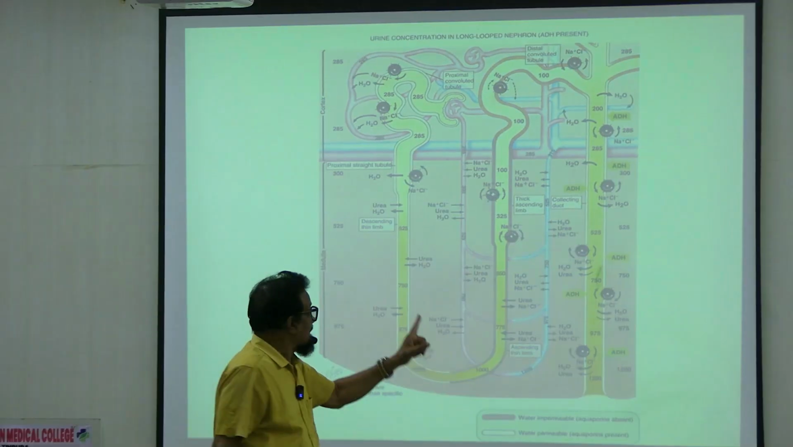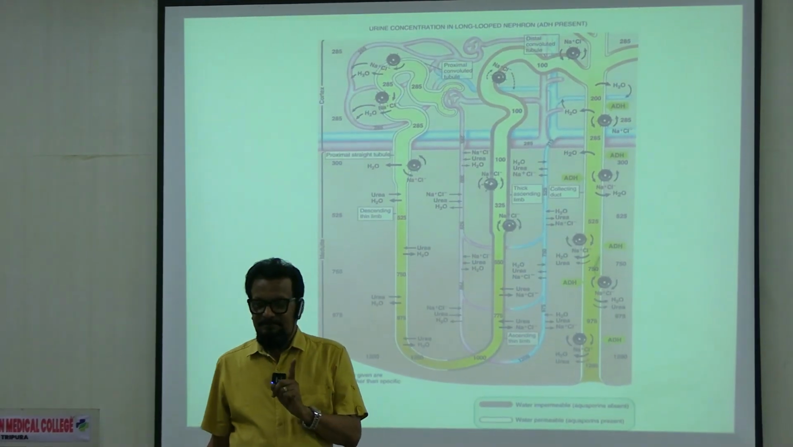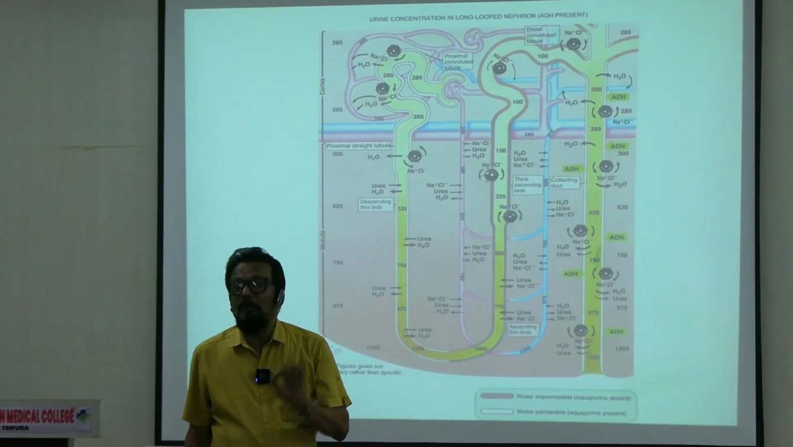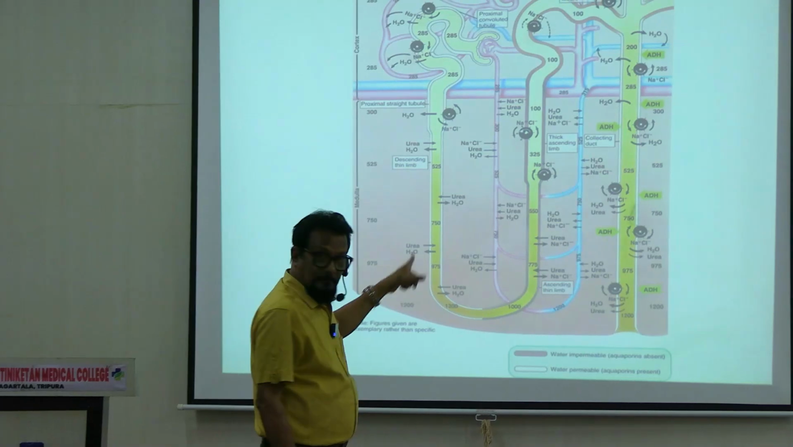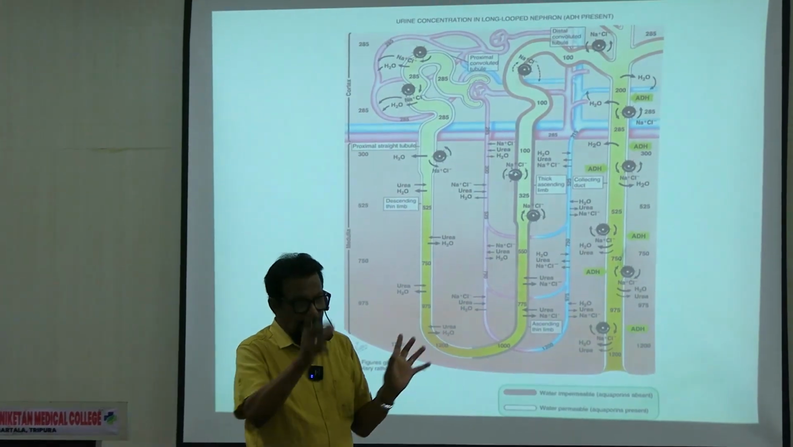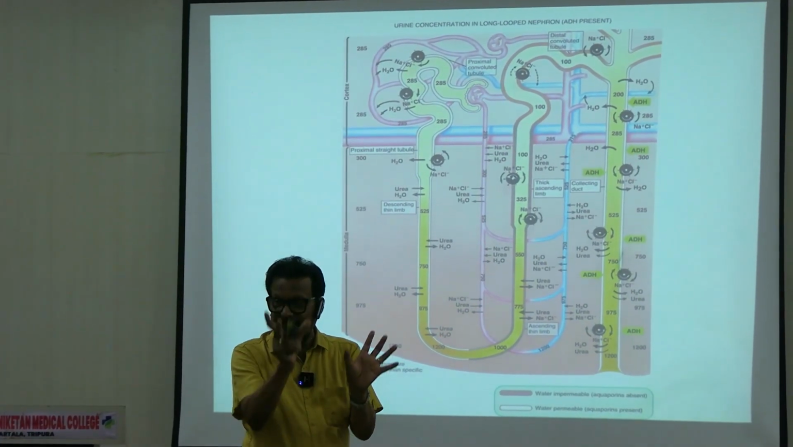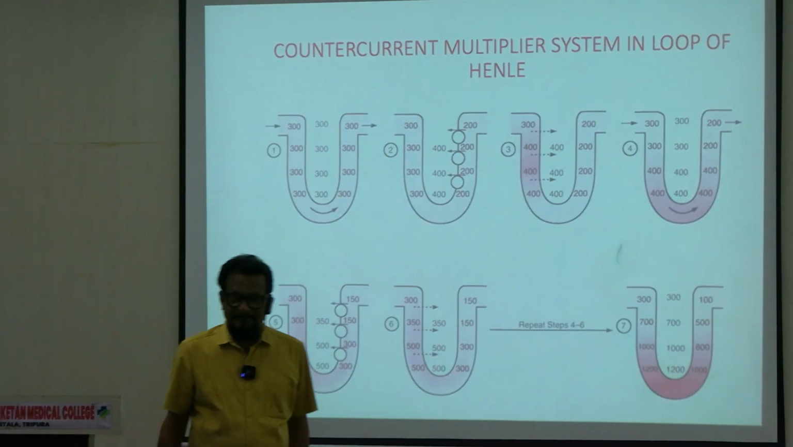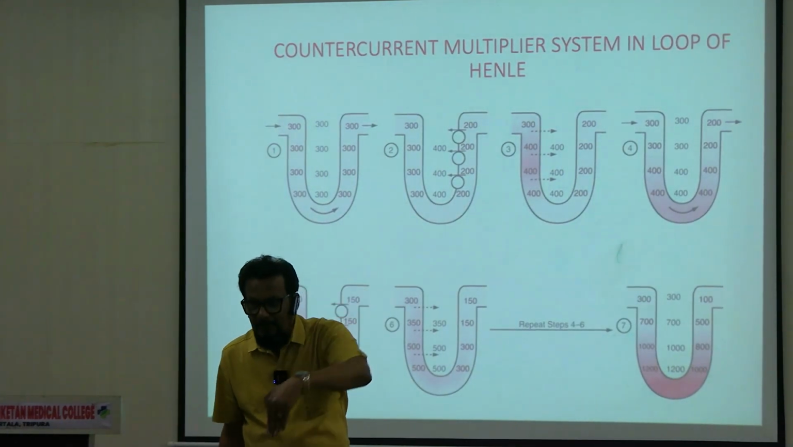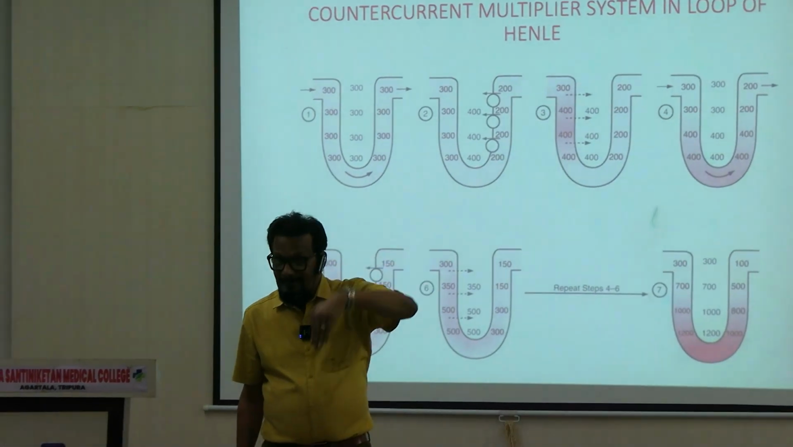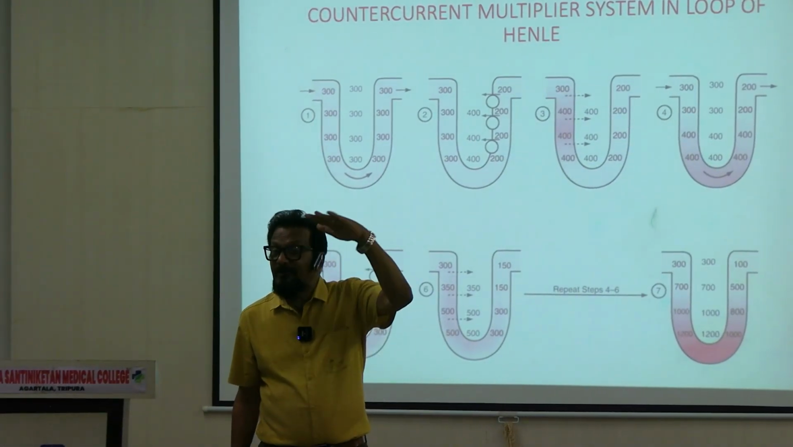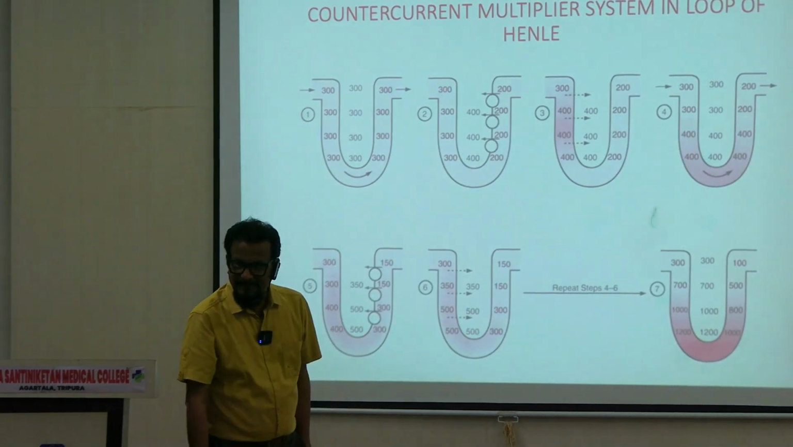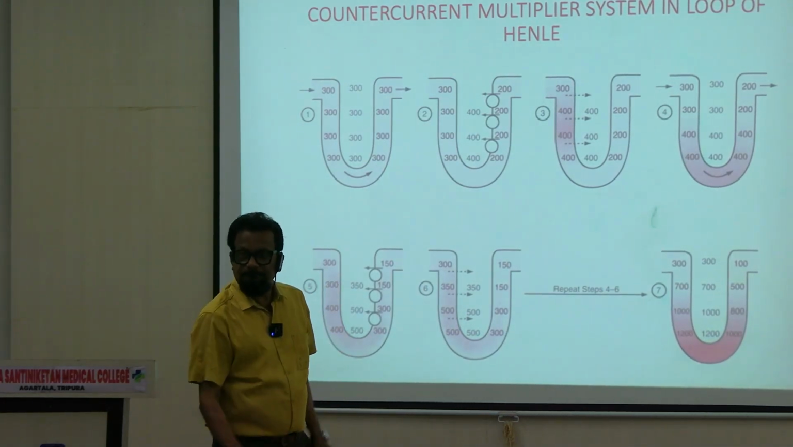This diagram explains the countercurrent exchanger system, not the multiplier system, though the multiplier is also there. So how are both the multiplier and the exchanger coupled? This coupling is shown here. How is gradual hypertonicity, gradual osmolarity from 300 to 600, made? Let us concentrate on this. I will explain the mechanism.